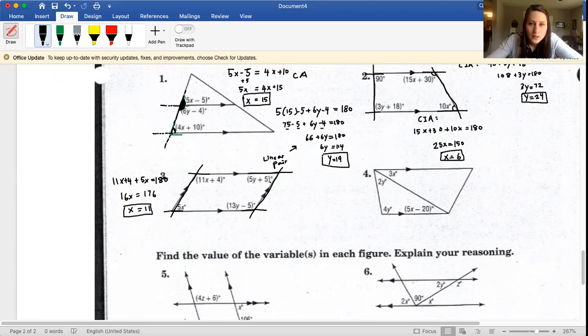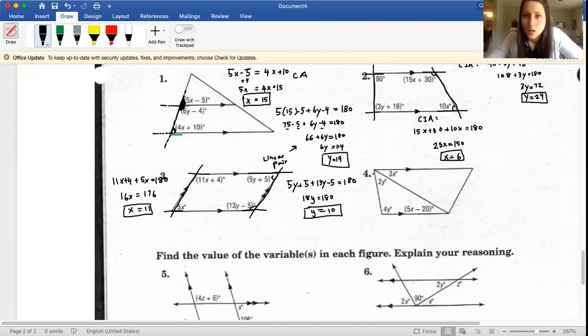Okay, and then these two angles would be consecutive interior as well. So they add up to be 180. 5y plus 5 plus 13y minus 5. I'm literally just transferring this whole expression into this spot, and that equals 180. So 5y plus 13y is 18y. And then 5 plus negative 5 is 0. So that's what I have here. 180 divided by 18 is 10. Y equals 10.